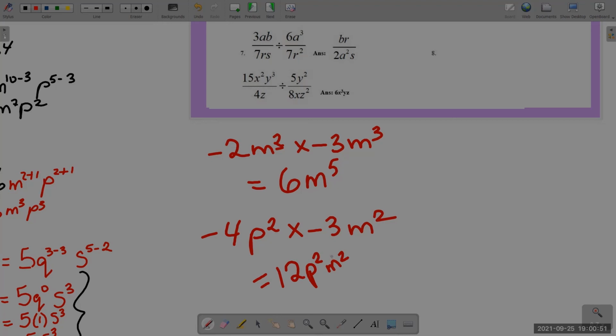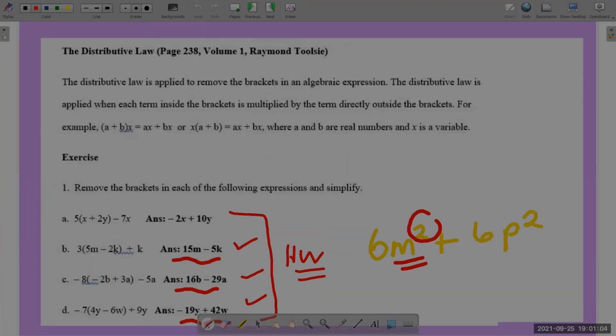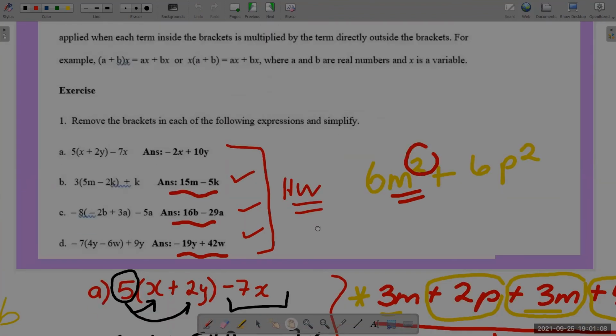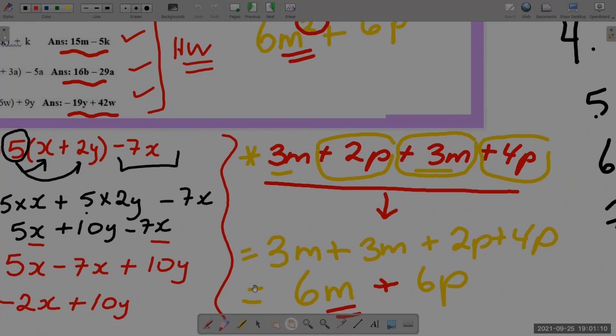Excellent. Look at my student. Very good, guys. Very, very good. So I hope we understand this concept. So now we're going to move on to our last topic of the day, expanding brackets. To be honest, I'm not going to do the double brackets tonight because it's a lot.